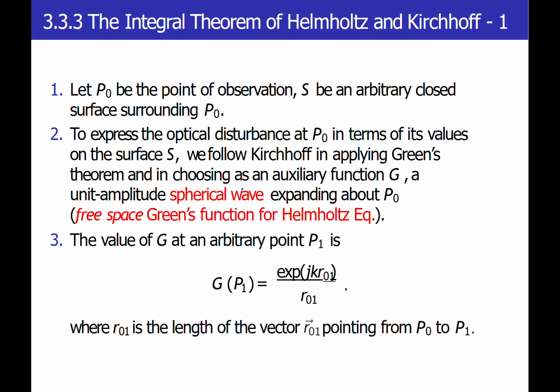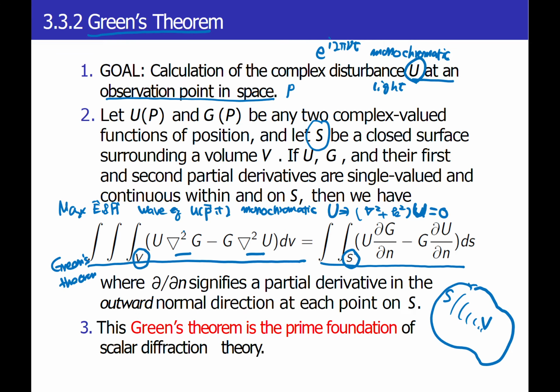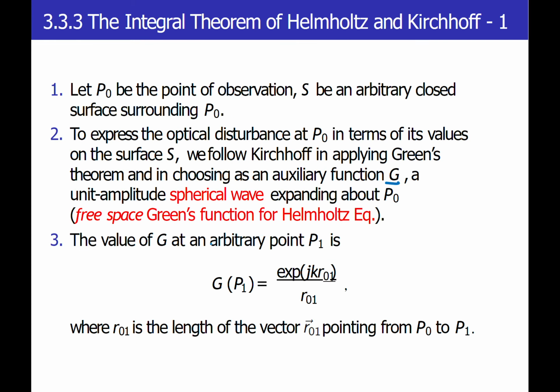So what we are going to do is check out the Green's function. Remember that this is the Green's function, and then we can choose one of the two functions, U or G, for a known solution of our Helmholtz equations, or Green's functions. So in this case, the free space Green's function for the Helmholtz equation is actually the spherical wave.